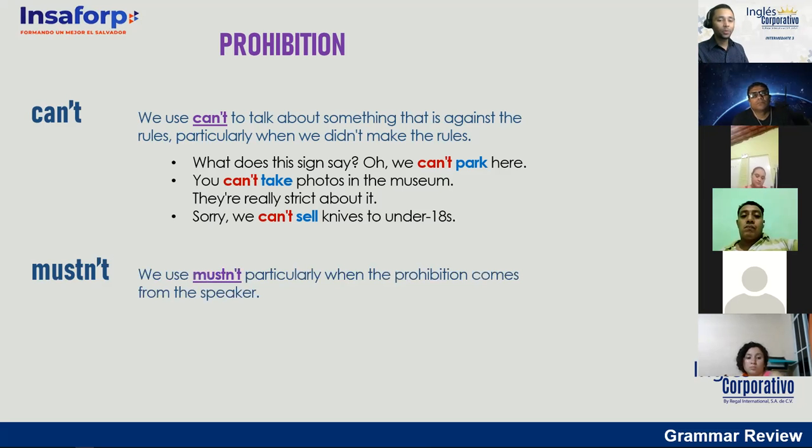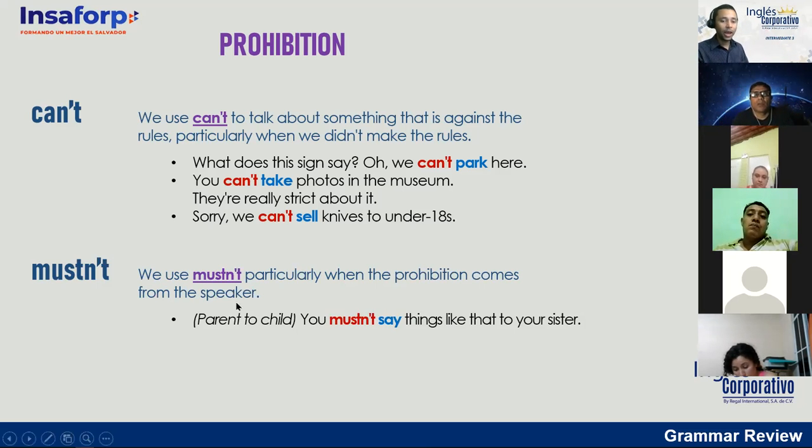Now, mustn't. We use mustn't particularly when the prohibition comes from the speaker. When the speaker creates the rule or creates the restriction or the prohibition, then you use mustn't. Okay? Examples, a parent to a child, un padre o una madre hacia su hijo o hija.